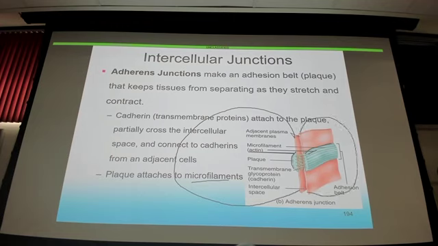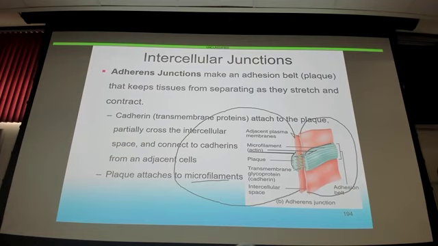And then it's going to project some of those linker proteins, but we're going to name them, into the intercellular space here. And in this case, they're called cadherins. So you're going to have a cadherin there and a cadherin here, each one of these. And they're going to connect to each other in that intercellular space to help hold these cells together.